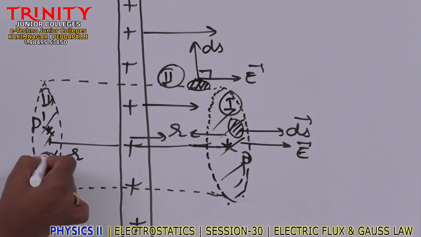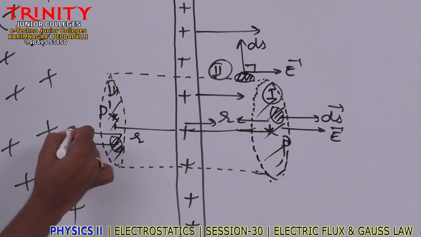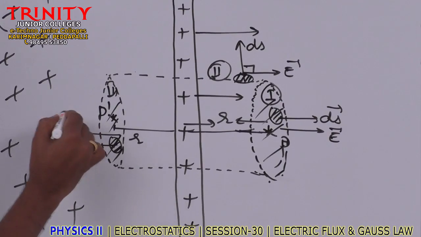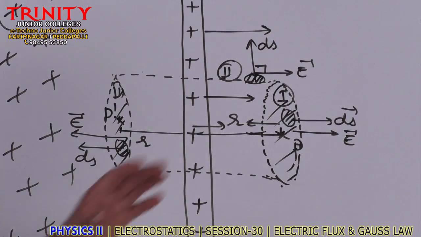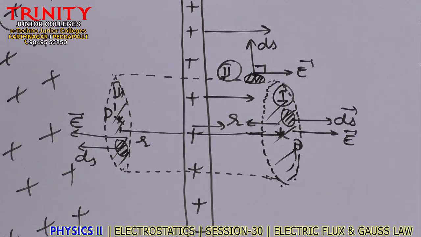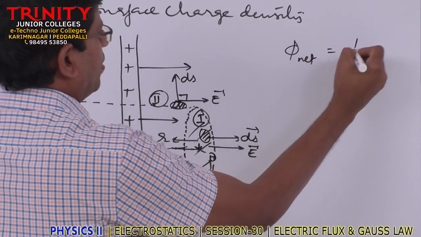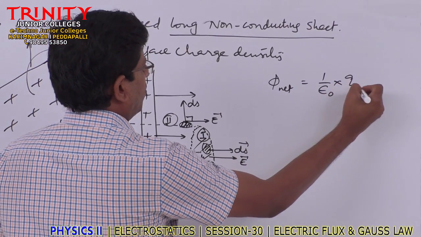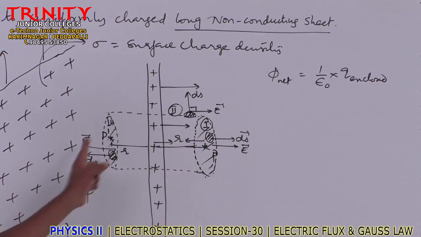Similarly, if you imagine an area vector here and the electric field lines are also diverging from this, moving away from the charged sheet. Once you have this picture, the rest is simple. Easily you can finish the derivation. So, what is the Gauss law? The net electric flux is equal to 1 by epsilon into charge enclosed by the surface, the Gaussian surface.